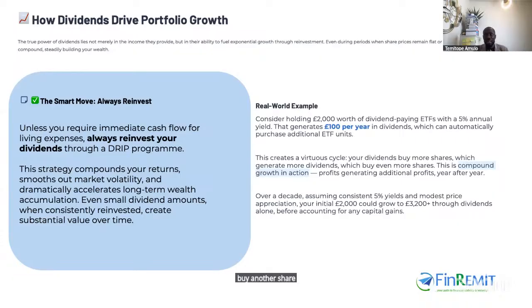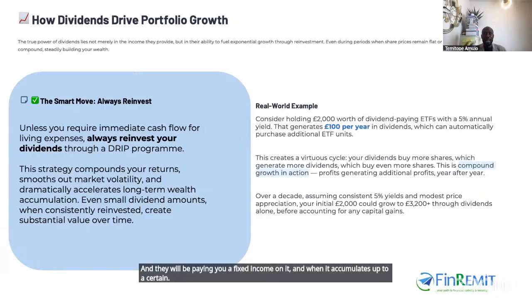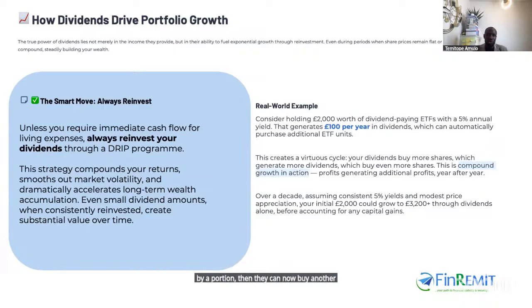But some registrars also keep those dividends for you, and they will be paying you a fixed income on it. And when it accumulates up to a certain portion, then they can now buy another shares for you, especially when there are new issues, or they can buy it from the open market. That's the primary and secondary market. I don't know if that is clear for you, Mr. Lide.